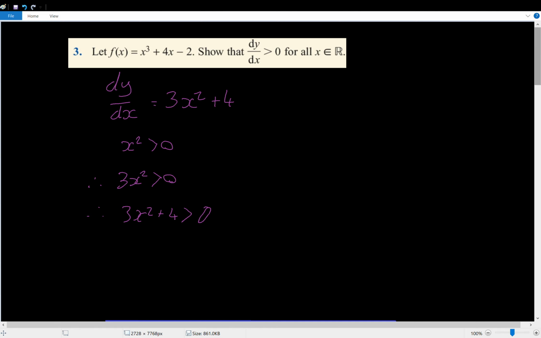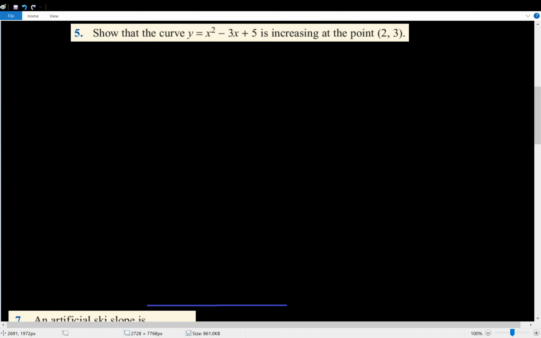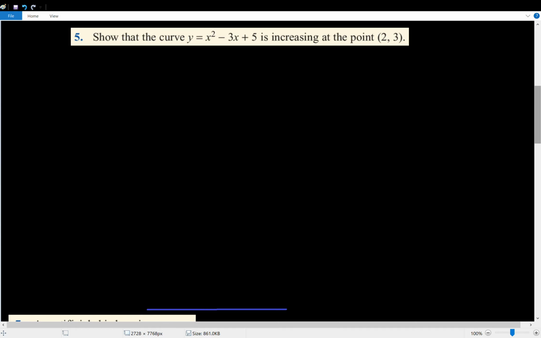Alright, let's take a look at question 5. In question 5, we have the curve y is equal to x squared minus 3x plus 5. And we have to show that that curve is increasing at the point 2, 3.